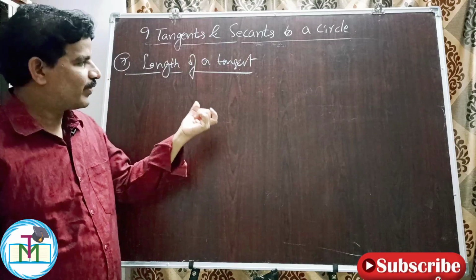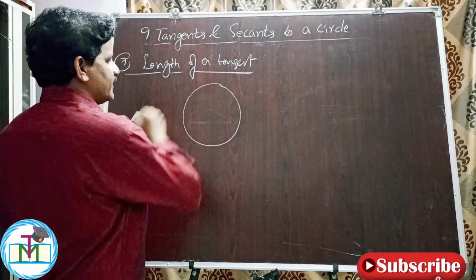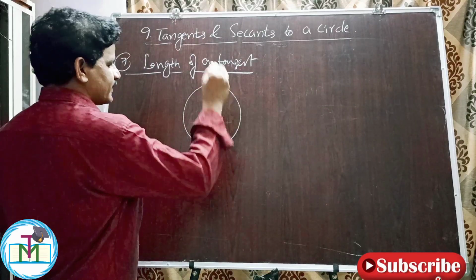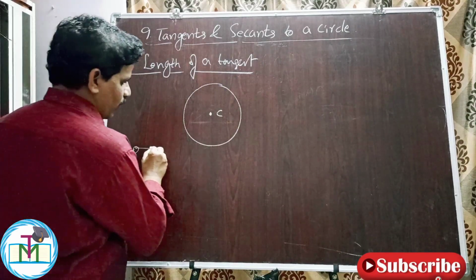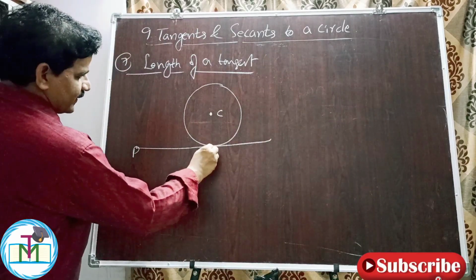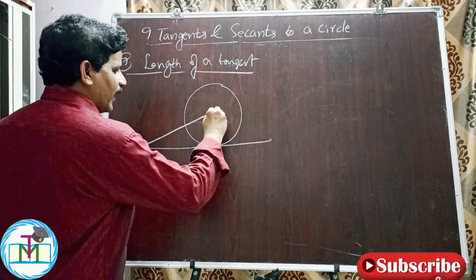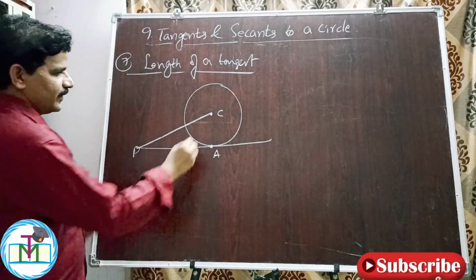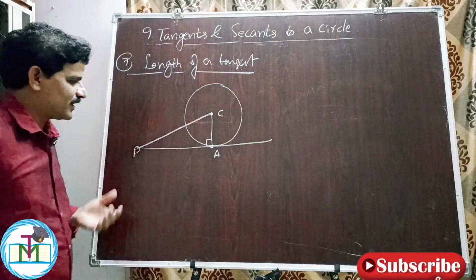Number 7, length of a tangent. How to find the length of a tangent? Now let us see what is tangent. This is a circle, this is center C. Now from this point P, I can draw one and only one tangent to the circle. So I am taking this as some A. Now I would like to join this point and the center of the circle C. So here it is 90 degrees for this triangle.